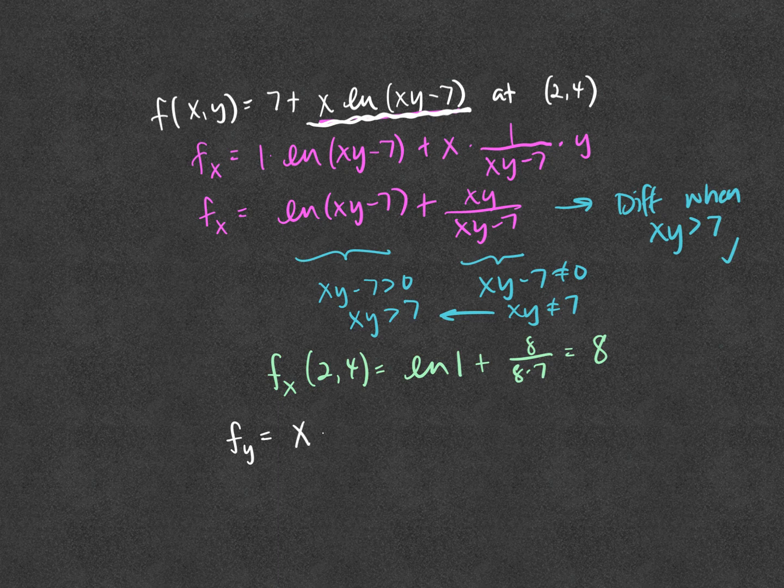And the derivative of natural log of something is 1 over the something, times the derivative of something with respect to y, which is x. So this gives us x squared over xy minus 7. So that's a nice, pretty function.